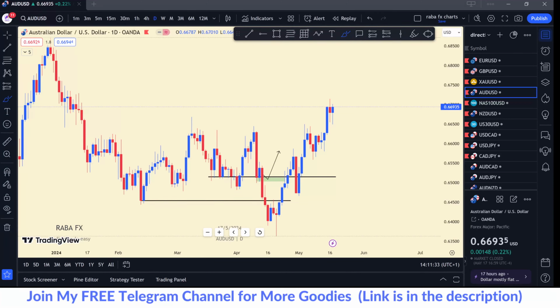Mutu says, let's start with the gold, sir. I'm going to analyze gold, but I won't start with gold. It's part of my list of currencies or instruments to analyze.